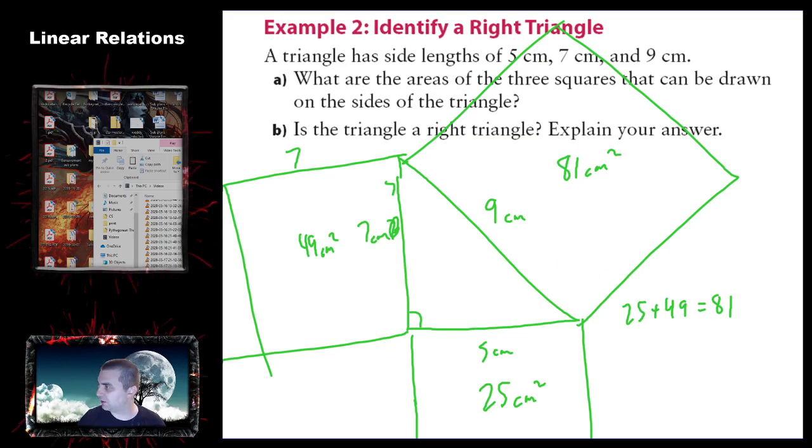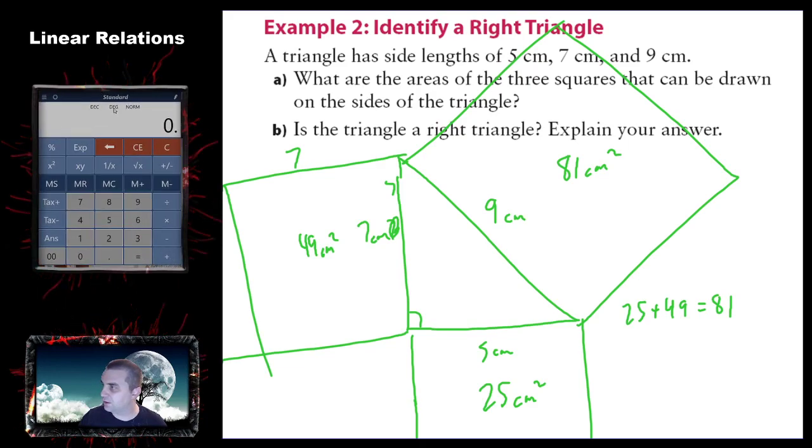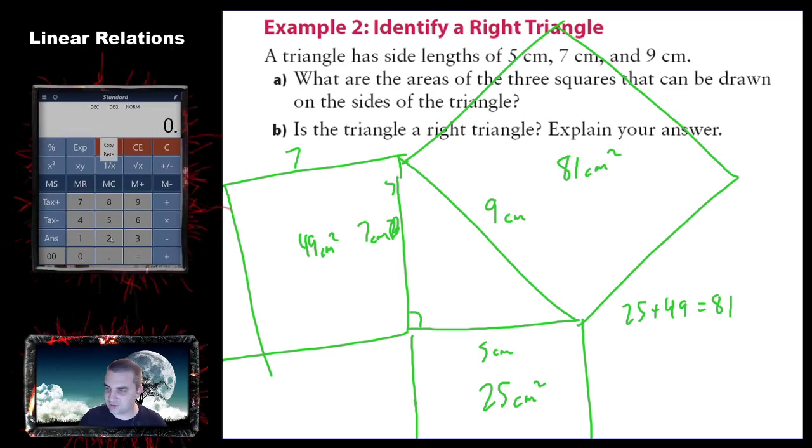Oh, where did my calculator go? I didn't even notice that. You're looking at all these funny videos of the Pythagorean theorem stuff that I've been working on. Okay, let's put the calculator back in its place. Here we go.